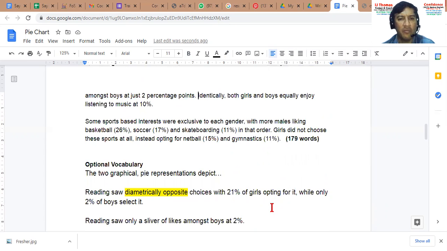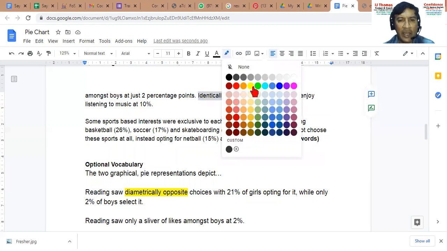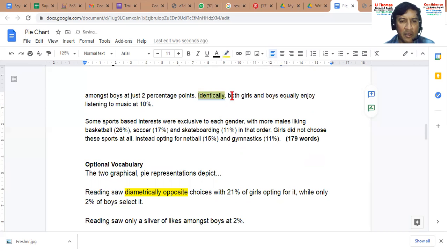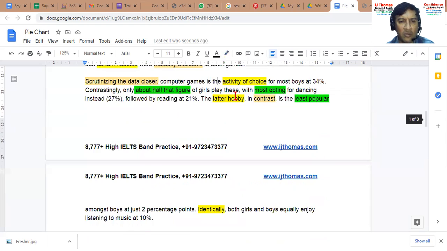Now, this is also very important. Look out for these words, like "identically." What does identically mean? Both doing the same thing, exactly the same. So when you're looking for data, if you see two data points which are exactly the same, it could be the bar graph, it could be the line graph, if both are the same, you can use identically and you will get a good score.